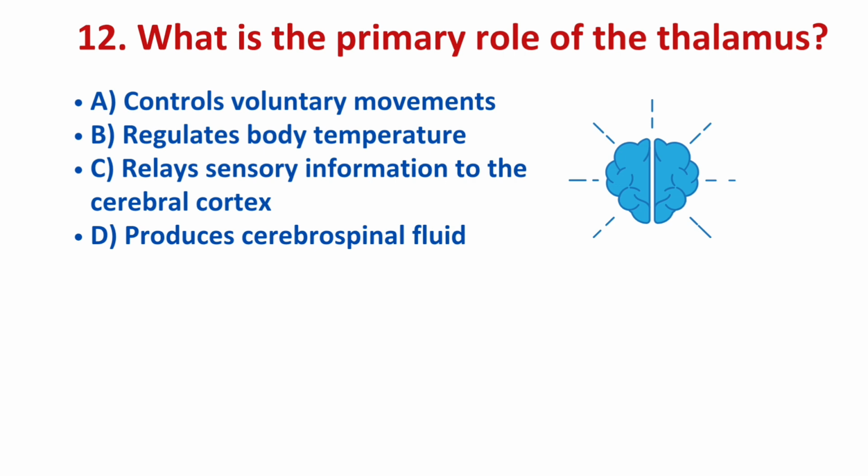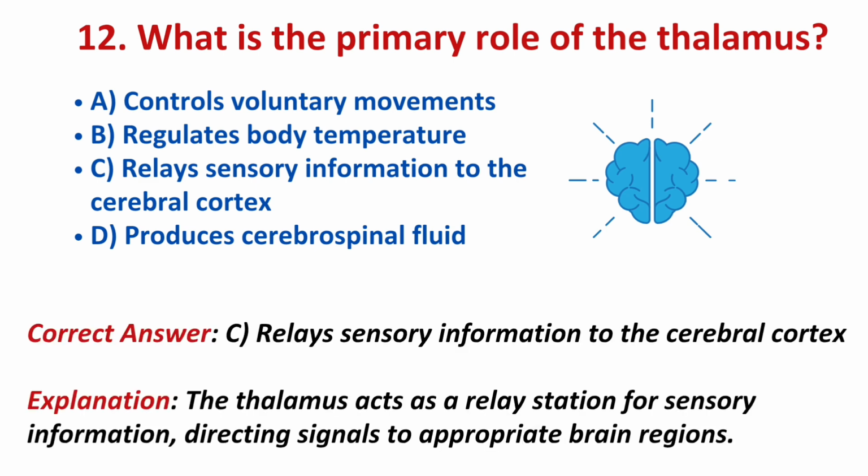Question number 12. What is the primary role of the thalamus? Options are control voluntary movement, regulate body temperature, relays sensory information to the cerebral cortex, and produces cerebrospinal fluid. And the correct answer is option C, relays sensory information to the cerebral cortex. The thalamus acts as a relay station for sensory information, directing signals to the appropriate brain region. So the correct answer is option C.